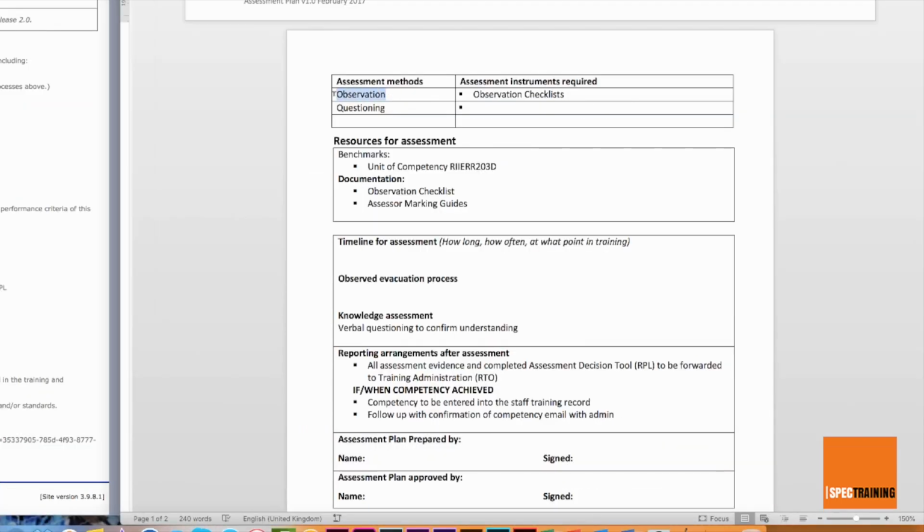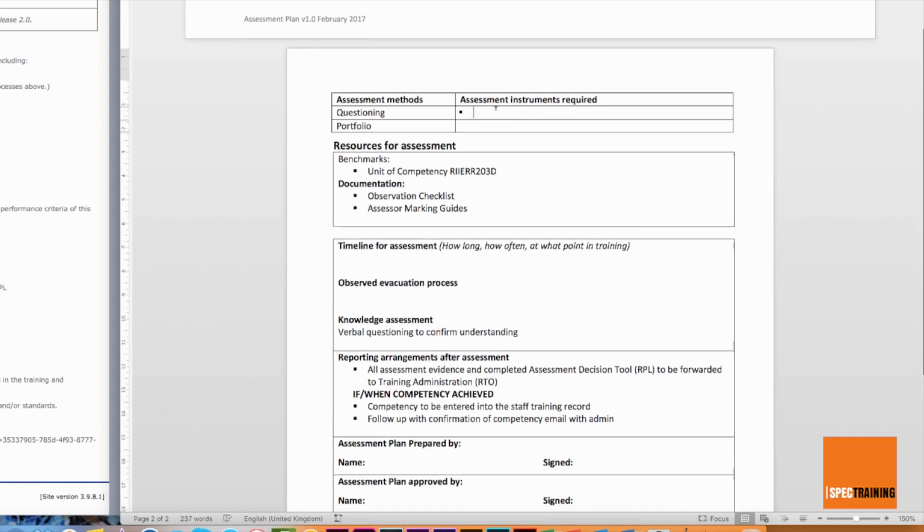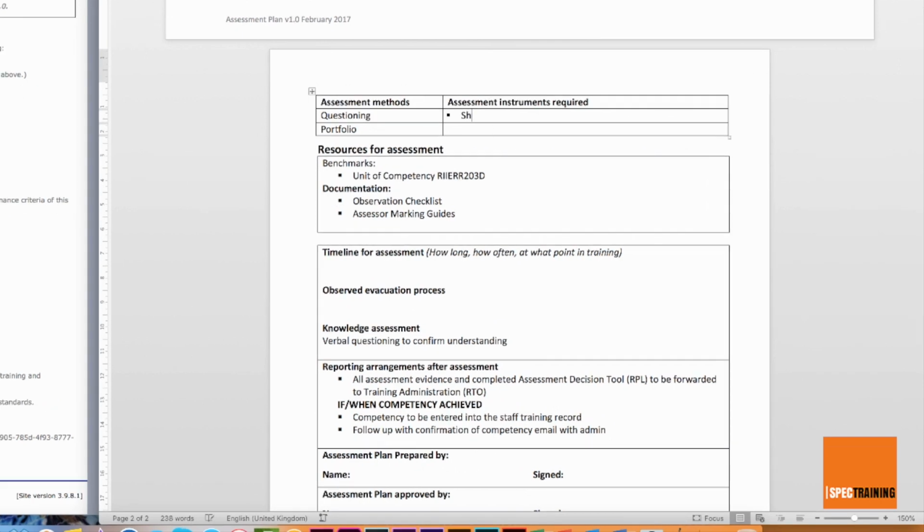Now, if we scroll down, we look at the assessment methods we're going to use. We've got observation here, but we're not going to be doing that, so we'd remove that. But we do have questioning and we do have a portfolio. So what kind of instruments might you use for questioning? Well, you can have a short answer questionnaire.